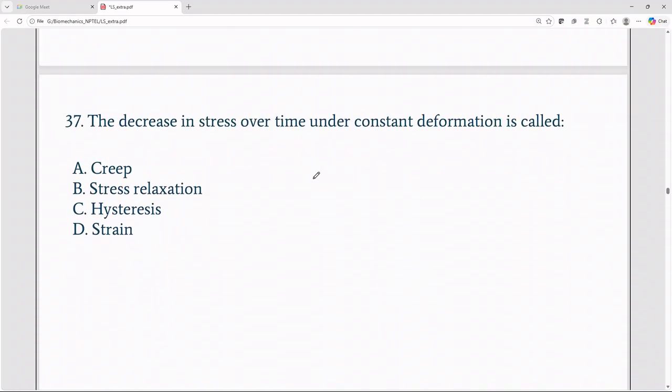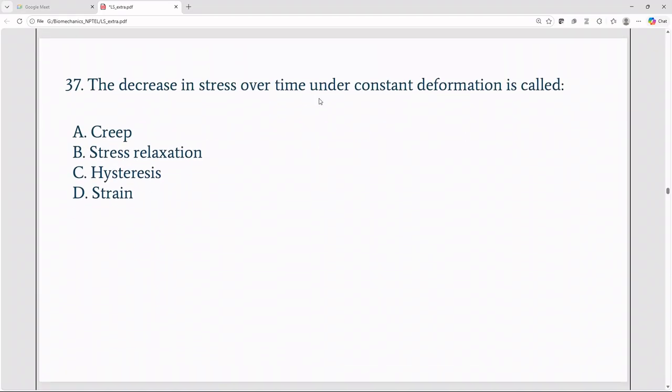Next question. The decrease in stress over time under constant deformation is called which among the following? Option A, creep, option B, stress relaxation, option C, hysteresis, option D, strain.